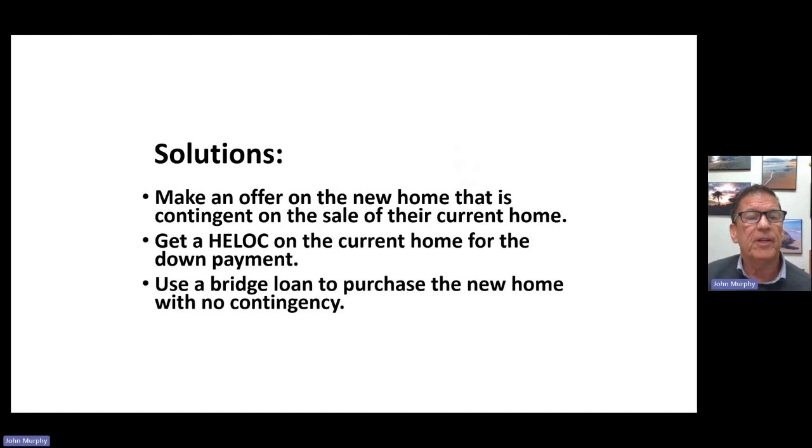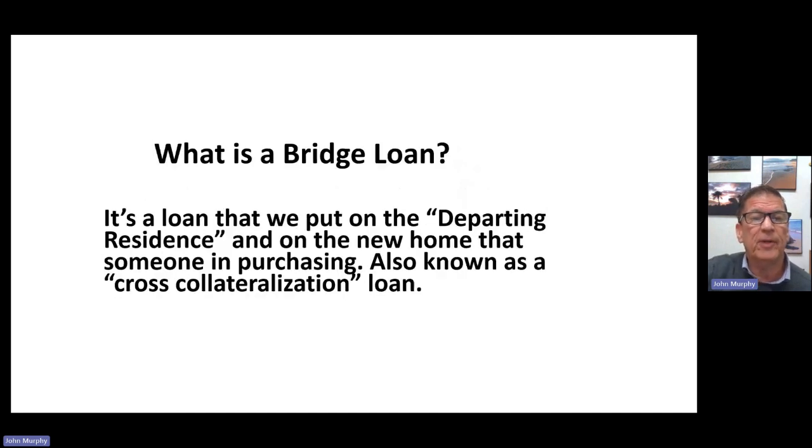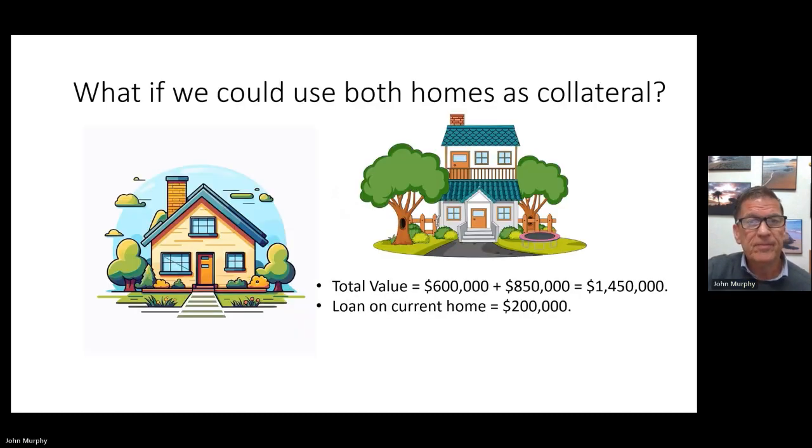So one other possibility is to use a loan we call a bridge loan to purchase the new home, no contingency, and as you'll see, the qualification is quite different than using the home equity line of credit. So what is a bridge loan? It's a loan that we put on the home that you're leaving, the home that you own. We call that your departing residence. Also, we put it on the new home that you're purchasing. So it's also known as a cross-collateralization loan in the industry.